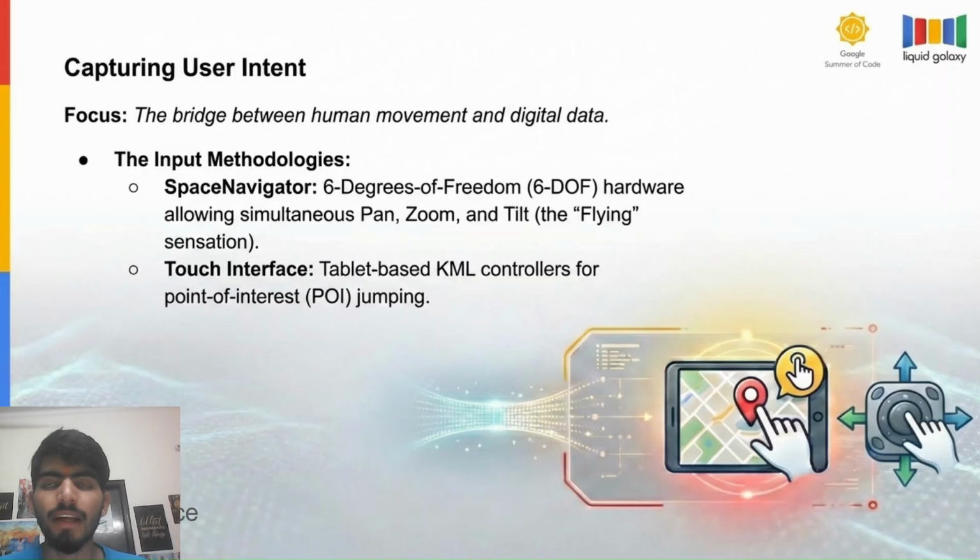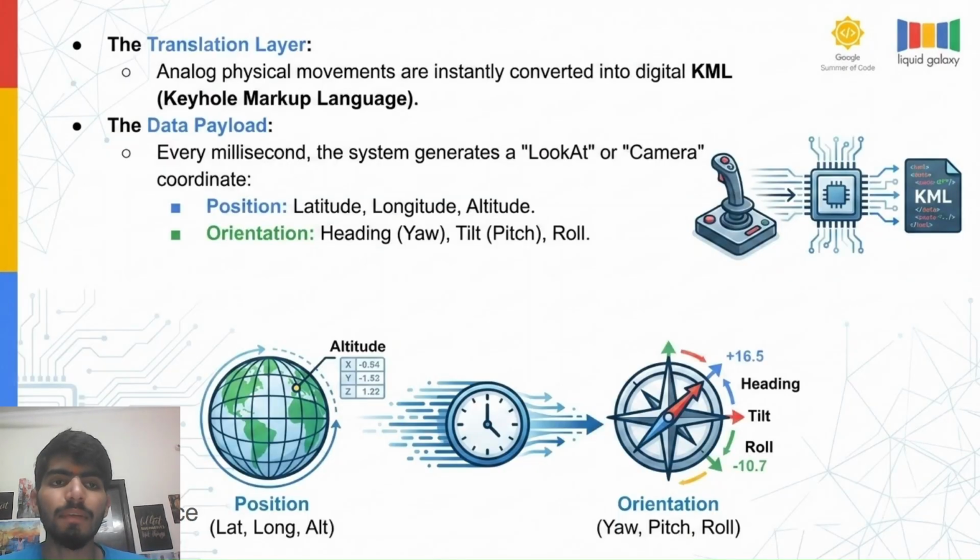Moving on, the second is the touch interface. As the visual suggests, we are touching. We can consider that it is like a Flutter app, where we are touching to start our tour or fly to a specific location. So our user is providing the information through the touch interface. Here the KML controllers handle things like point of interest jumping. Let's move on and see what happens after the input.